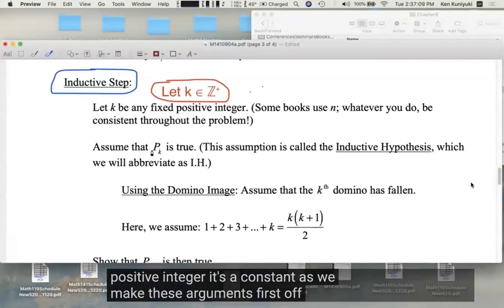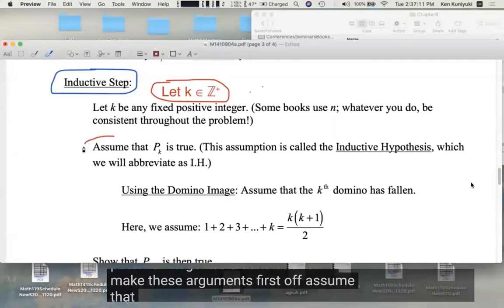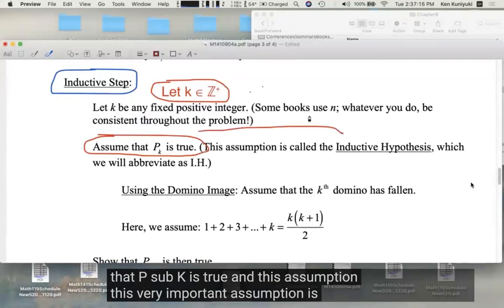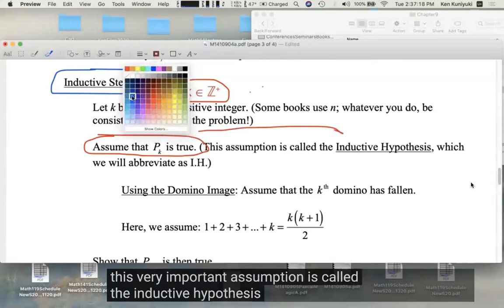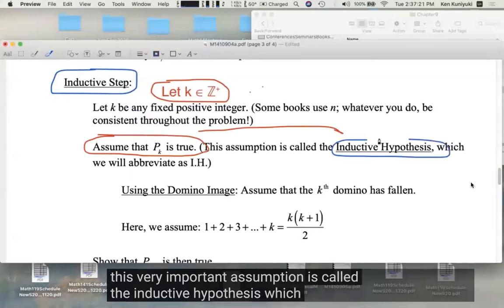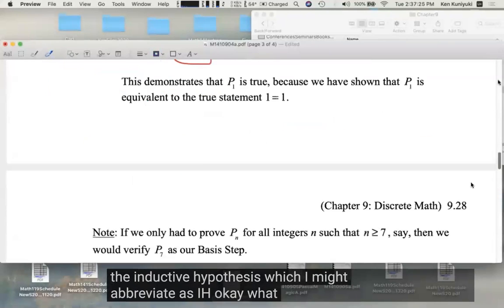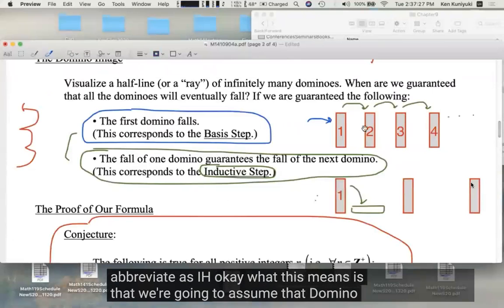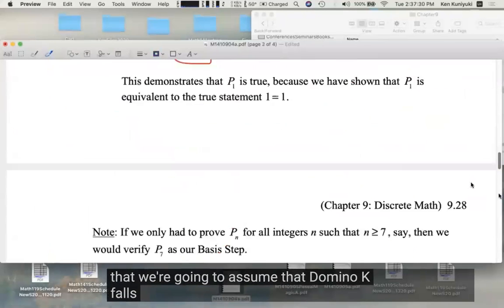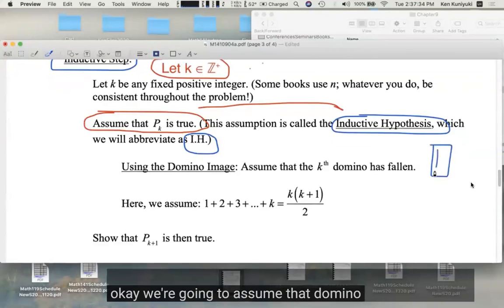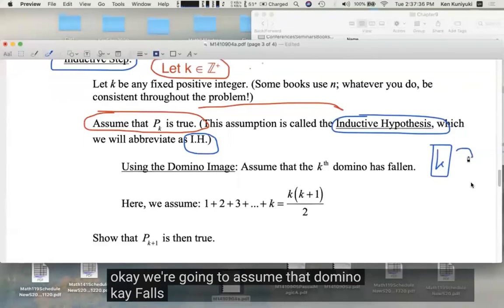First off, assume that p sub k is true. And this very important assumption is called the inductive hypothesis, which I might abbreviate as IH. What this means is that we're going to assume that domino k falls. Assume that the kth domino has fallen.